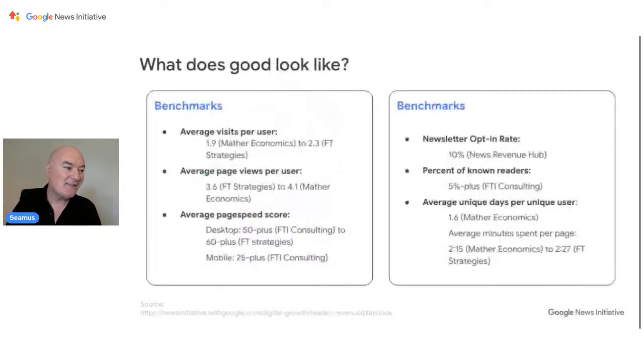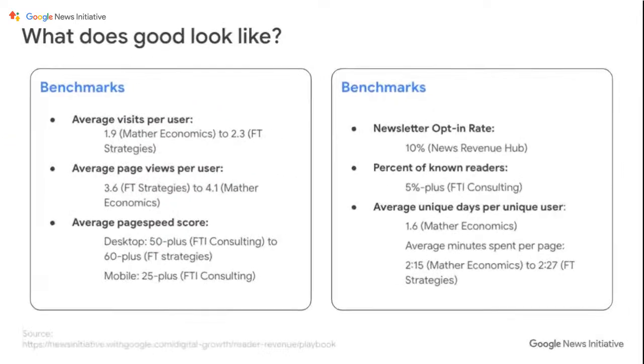So what does this look like if we're wanting to have success? What does good look like, if you like? So we have the benchmarks, and you can see there we have some different sources for this. Different companies there. FT Strategy is just one of those. As you can see there on the screen, we look at the average visits per user. We have some figures there. This is what good looks like: 1.9 to 2.3 for the average visits per user.